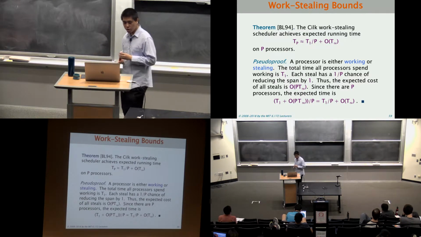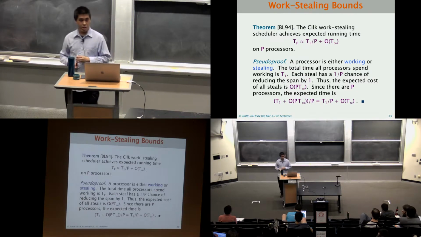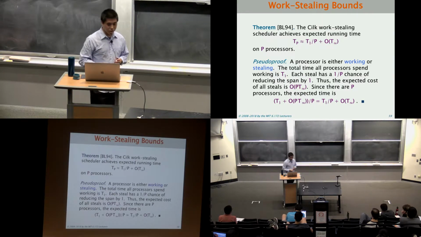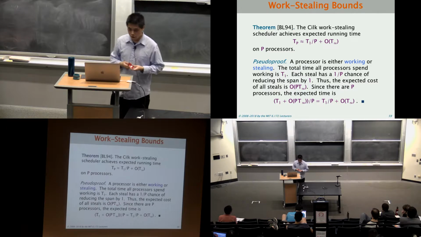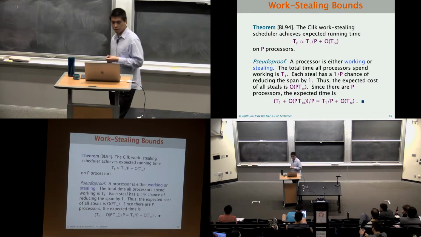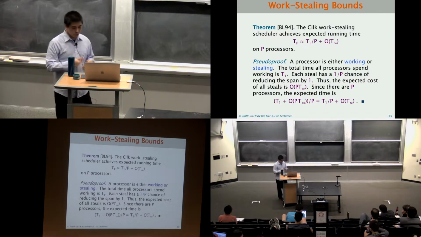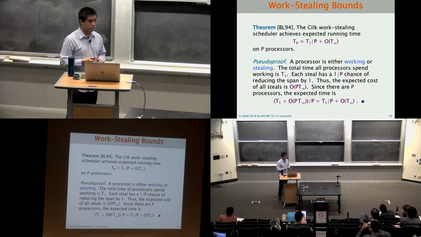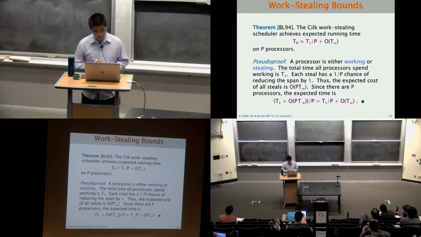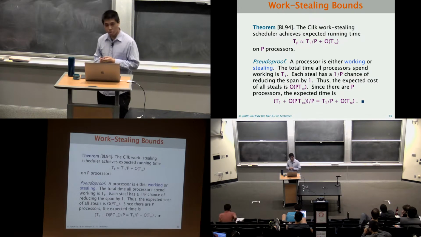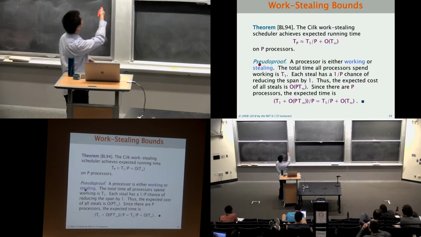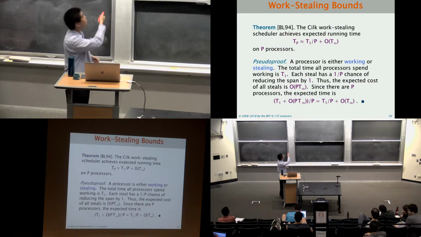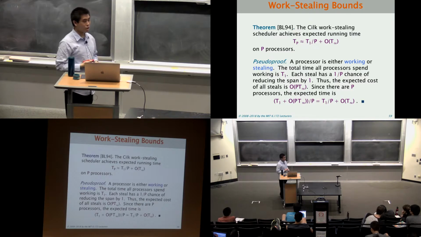This pseudo proof ignores issues with independence, but it still gives you an intuition of why we get this expected running time. If you want to see the full proof, it's actually quite interesting. It uses random variables and tail bounds of distributions. And this is the paper that has it, by Blumofe and Charles Leiserson.